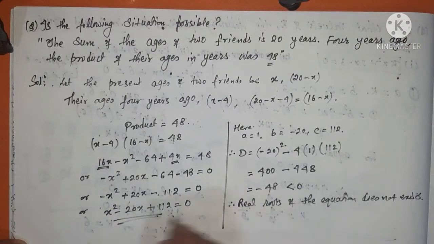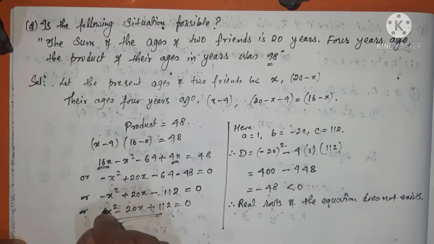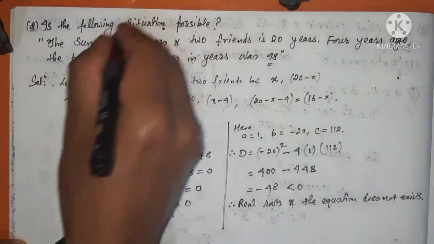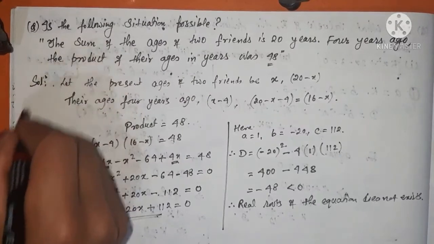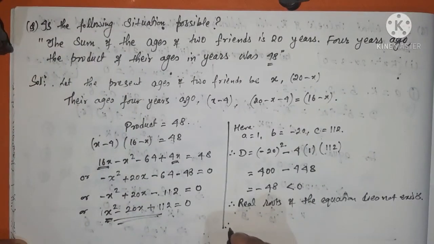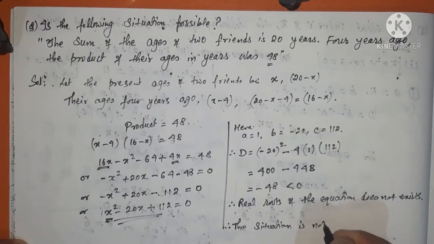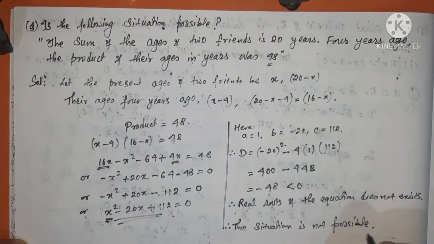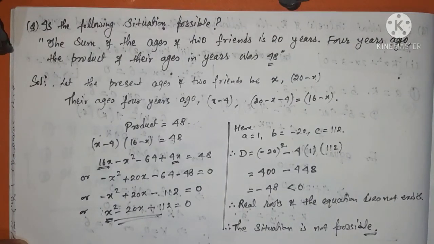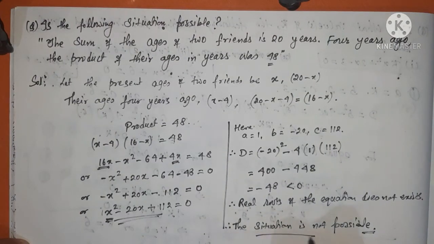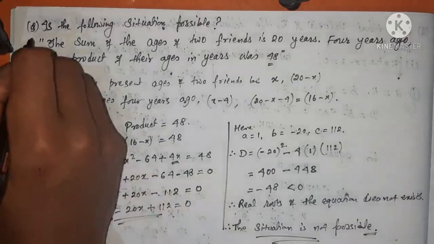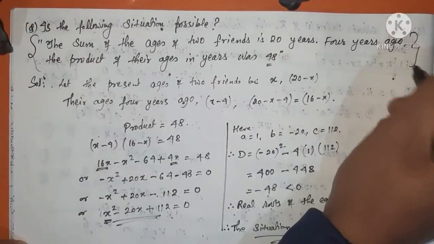This means if a real value of x does not exist for this situation, then the situation mentioned above is not possible. Therefore the situation is not possible in any case. See how interesting it is. This is how mathematics will govern the whole life.